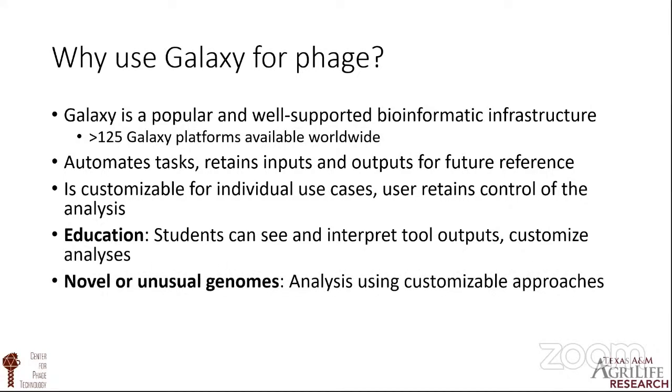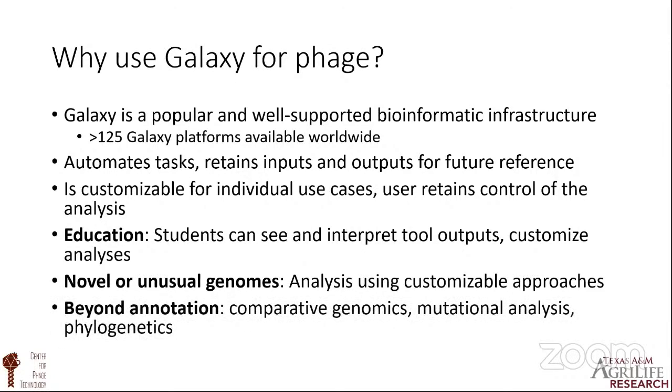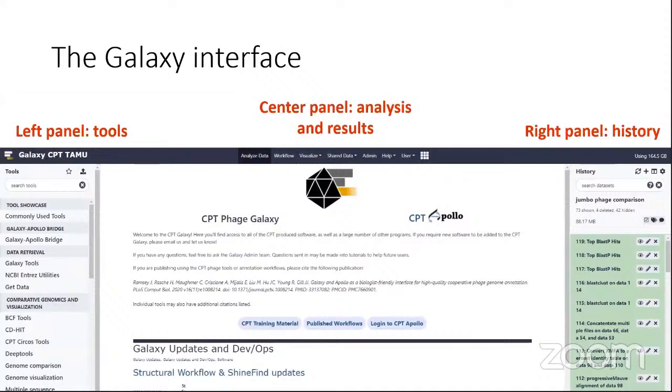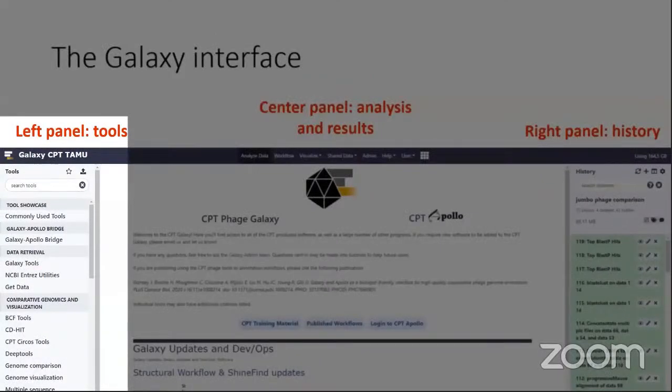It's useful for novel or unusual genomes, which will permit the user to customize or modify their analysis approaches. It also allows the user to go beyond annotation to conduct comparative genomics, mutational analysis, and phylogenetics. This is a simple overview of the general Galaxy interface.